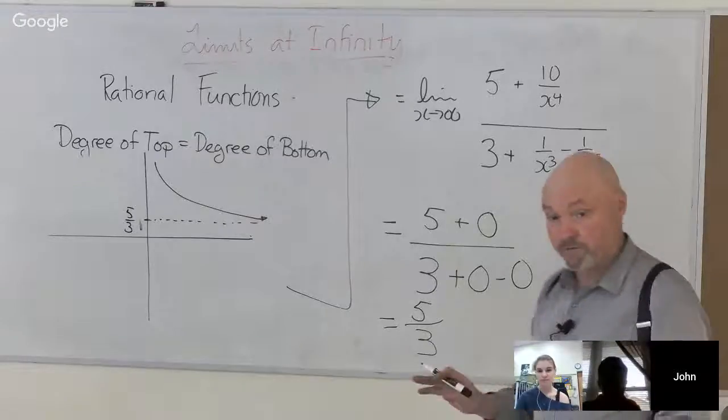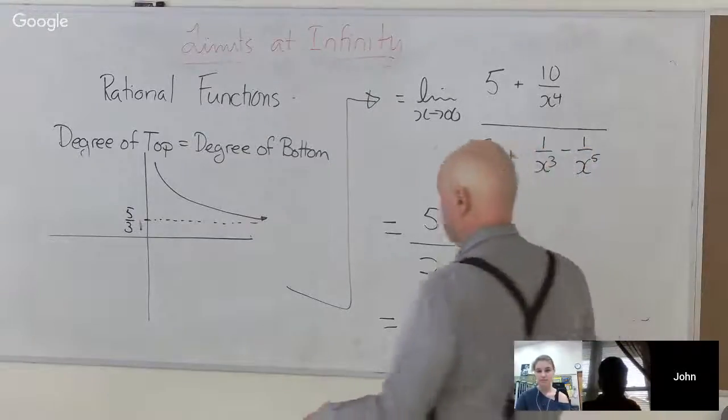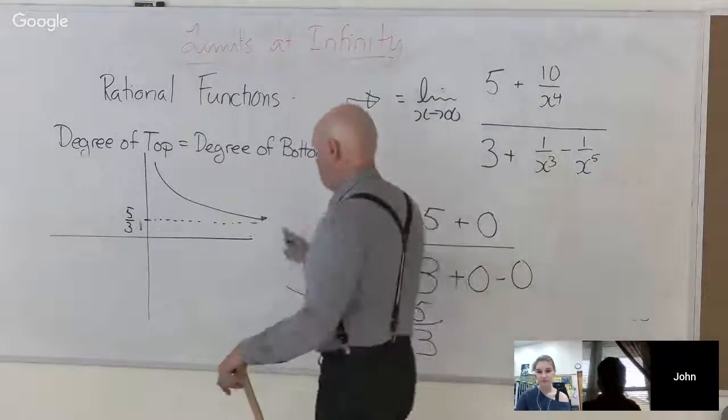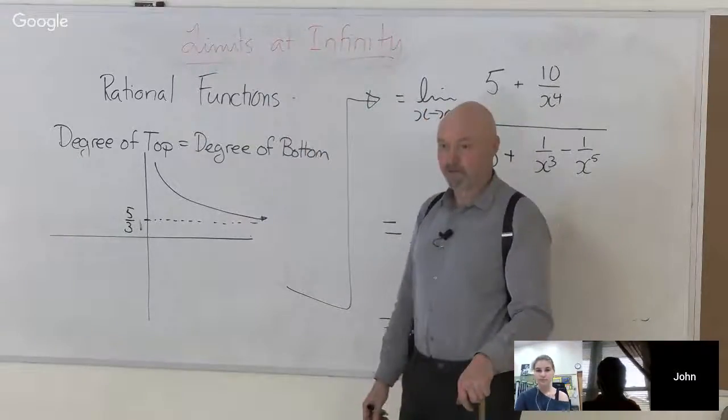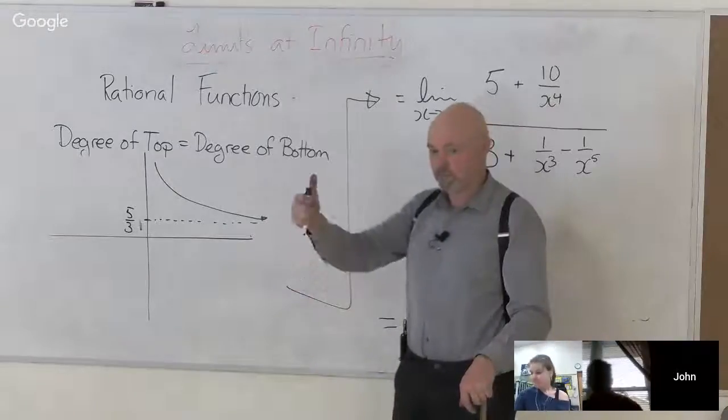So if the degree of the top is equal to the degree of the bottom, there's a really good chance that the limit will converge as x goes to infinity. All right, good enough? Thumbs up?